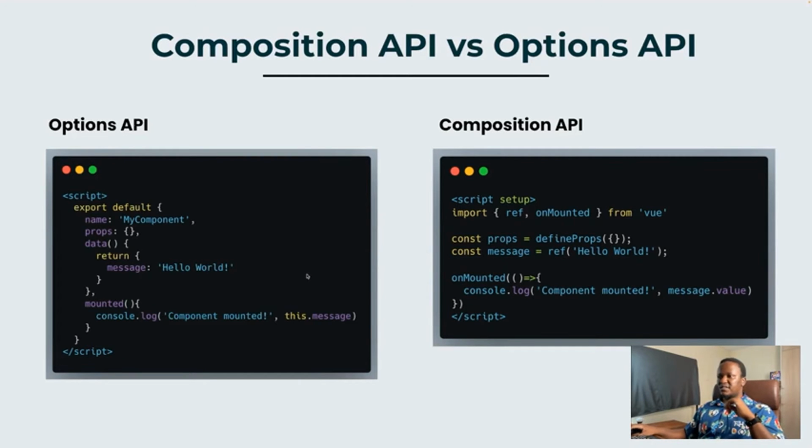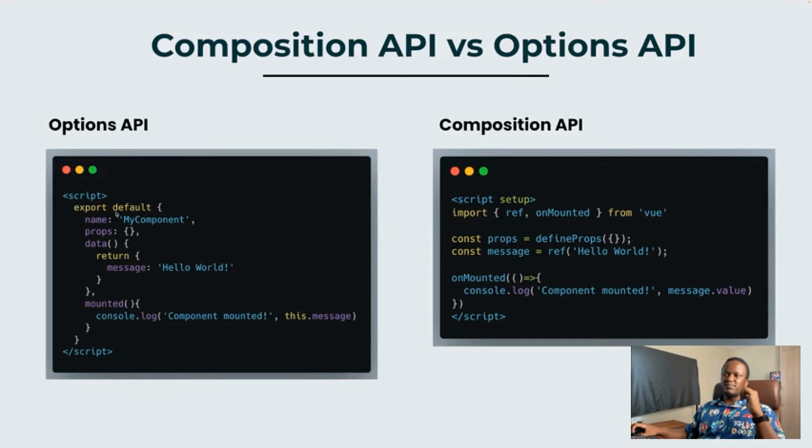And if you look at this, it looks different from how we do things here. First, we don't export any default objects, and we define props a bit differently. Instead of having data, we can use refs. So ref simply means that this is a reactive value. And when you're using the composition API, values are not reactive by default.